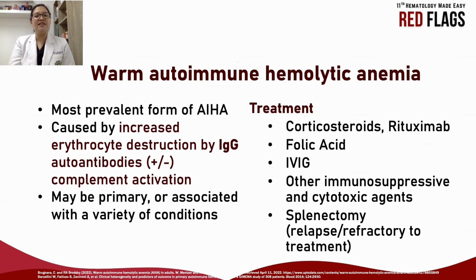Now, folic acid administration is reasonable since chronic hemolysis can lead to folate deficiency due to increased folate requirements for compensatory red blood cell production. IVIG has limited efficacy as a single agent in IHA, but it is often helpful as an adjunct to other therapies. Other immunosuppressive and cytotoxic agents have been reported to be effective in IHA and can be used for individuals who do not have good response to glucocorticoids and rituximab. For patients who relapse or are refractory to medical treatment, one has to consider splenectomy.